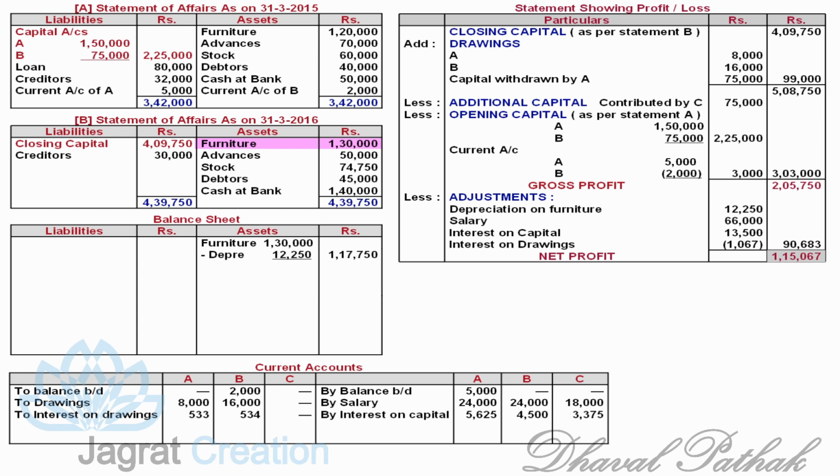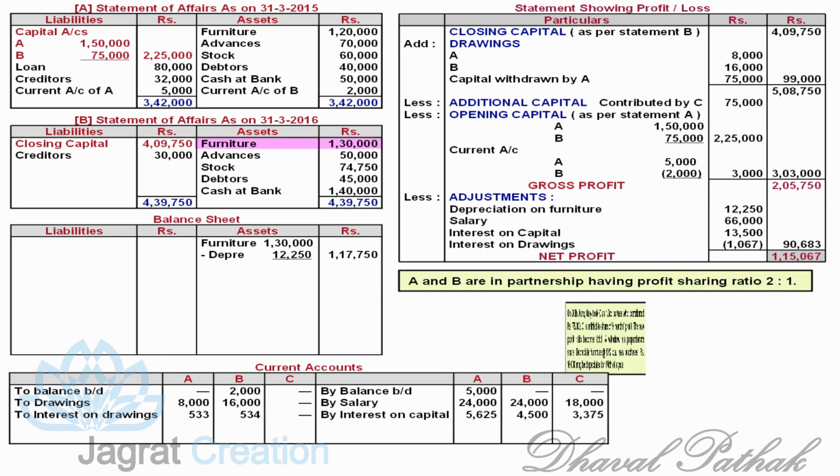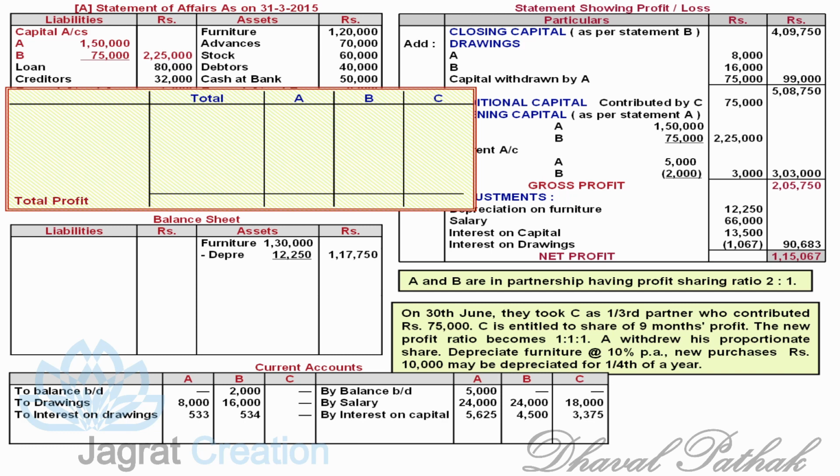How will it be distributed? The profit for the first 3 months will be distributed between A and B in the ratio of 2:1, and the profit of the last 9 months will be distributed between A, B and C in equal proportion. This is how profit is going to be distributed. Let me start. So the total profit that we have worked out by the capital comparison method, I write here.